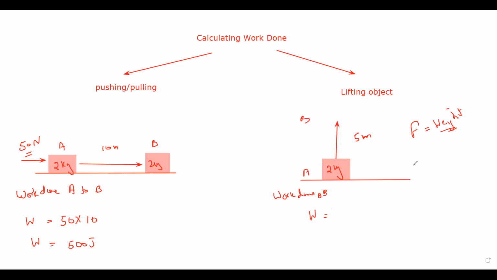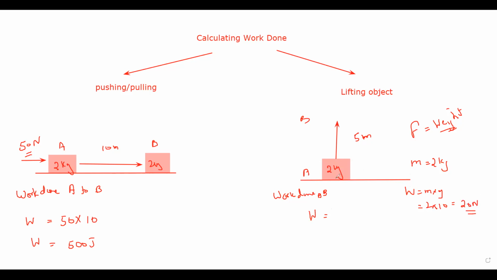So the mass of the object is given as 2 kilogram. What will be the weight? We know weight is mass multiplied by gravity. So mass is 2 and the gravity on the earth is 10. So weight will be equal to 20 Newton.